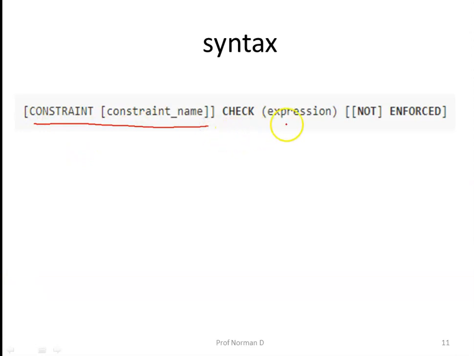Second, you specify a Boolean expression which must evaluate to true or unknown for each row of the table. If the expression evaluates to false, the value violates the constraint, or a constraint violation occurs. Third, optionally specify an enforcement clause to indicate whether the check constraint is enforced or not enforced. Use ENFORCED or just omit the enforced clause to create and enforce the constraint. You can make use of NOT ENFORCED to create the constraint but not enforce it. We'll look at an example.